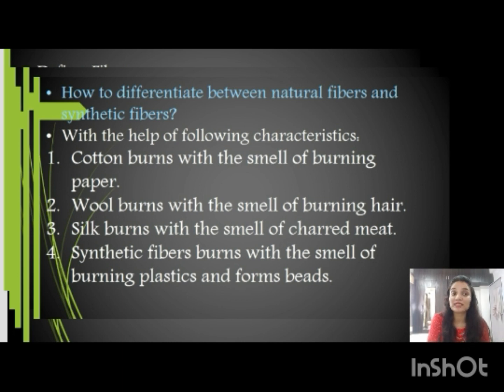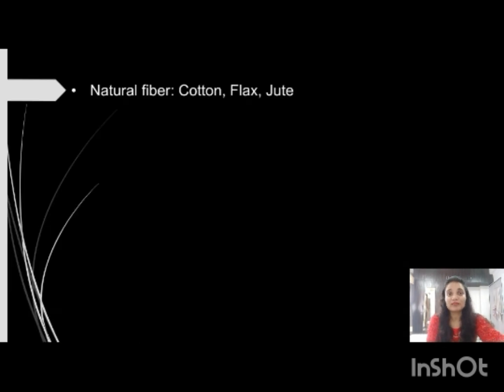And to test for synthetic fiber, there is one more point: it forms beads, meaning when it burns, it will melt and form particular drops, meaning beads. Now here, this is the topic of this video. We'll start with natural fiber. As we know, natural fibers are cotton, flax, jute, silk and wool. But silk and wool are animal fibers that are not in your syllabus. So in this chapter we will see only cotton, flax and jute.